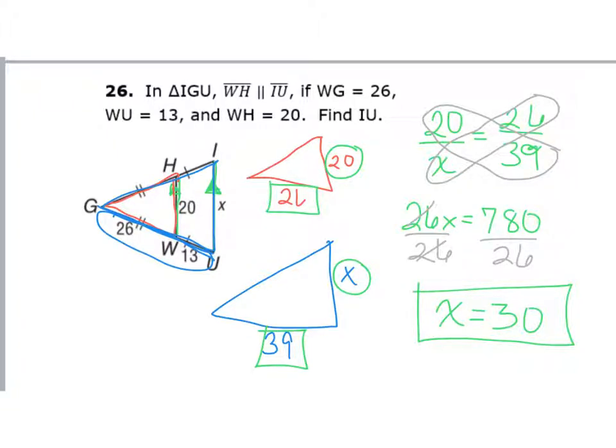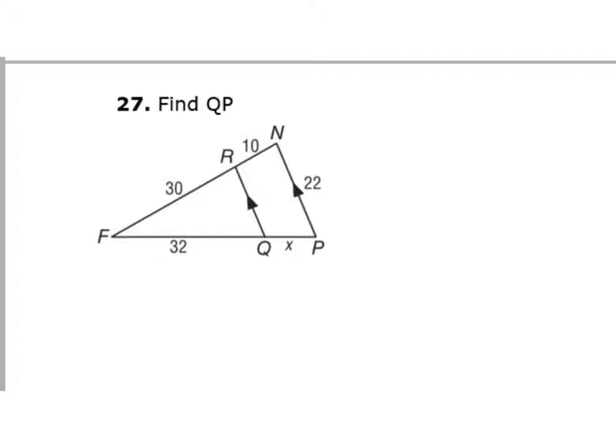Number 27. Now, what's nice about 27 is, yes, I have this 22 right here, but I don't really need it to find x, so we don't really need to worry about that one. The numbers that I have here and here and here and here, none of them are on the parallel sides, which means those are proportional parts. So you just pick one, whichever one you want.